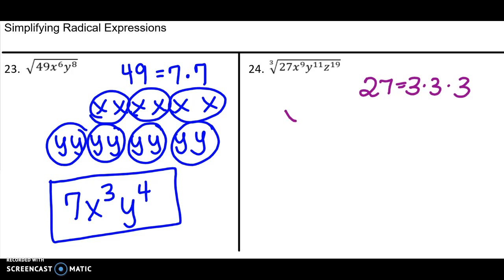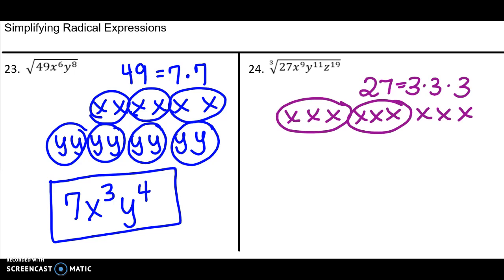Now let's write out our x's. We have 9 of them. 1, 2, 3, 4, 5, 6, 7, 8, 9. Remember, we're looking for groups of 3. So I have 1, 2, 3 groups of 3. So the cube root of x to the 9th would be x to the 3rd power. Next it says I have y to the 11th. We want the cube root of that. So we write out our y's.